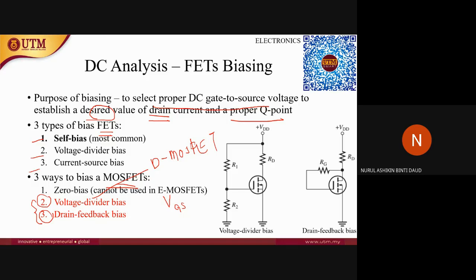Okay. So both voltage divider bias and drain feedback bias, the purpose is to make the gate voltage more positive than the source voltage, in order to fulfill that VGS should be greater. Both of them will make sure that VGS is greater, where the gate potential is bigger compared to the source potential, right?